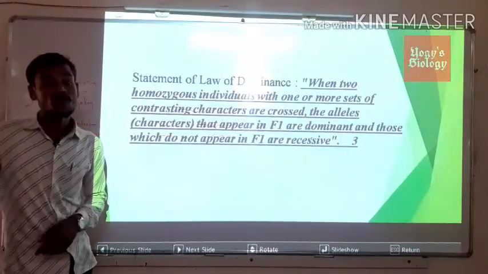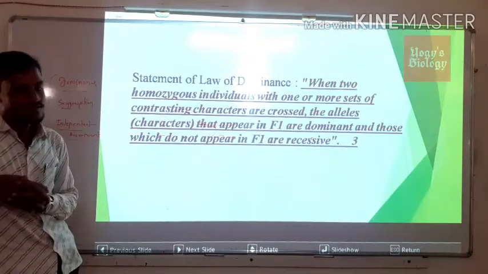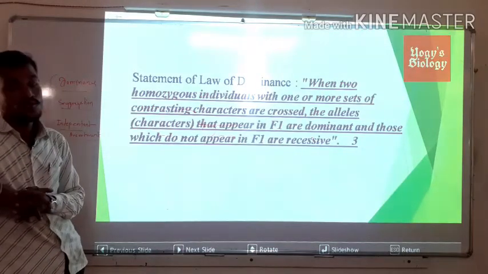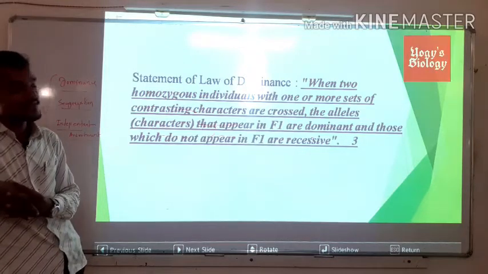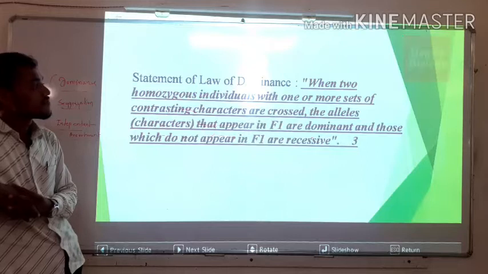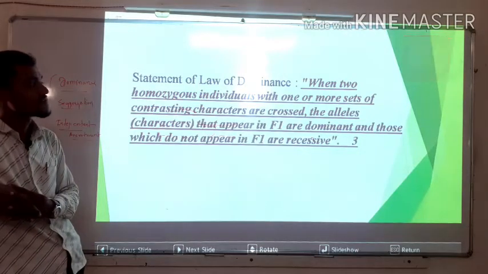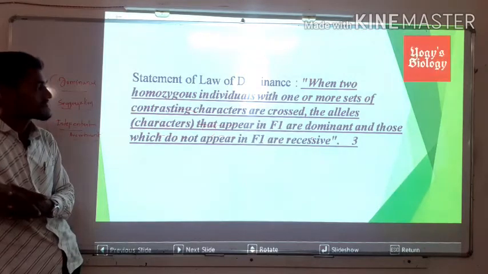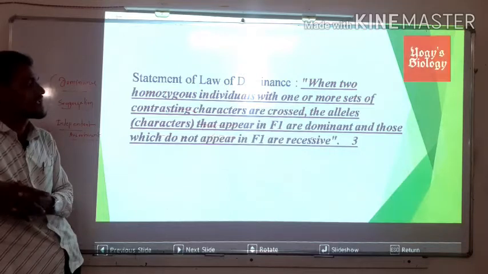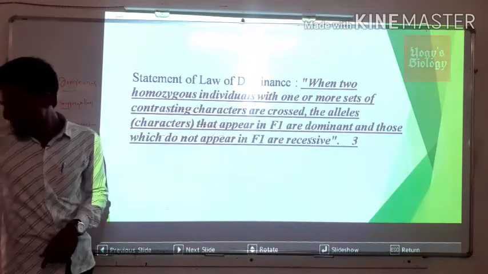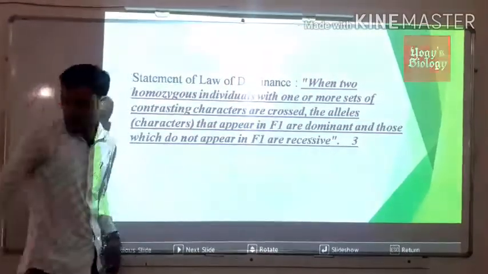Then the statement of the law of dominance. What is the statement? When two homozygous individuals with one or more sets of contrasting characters are crossed, the alleles or characters that appear in F1 are dominant and those which do not appear in F1 are recessive. So this is the function and the statement of the law of dominance.